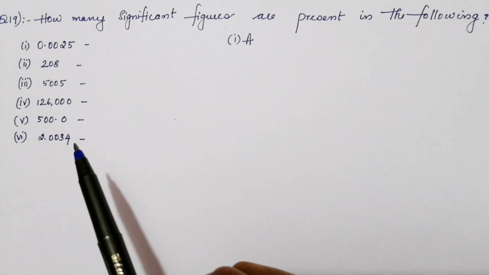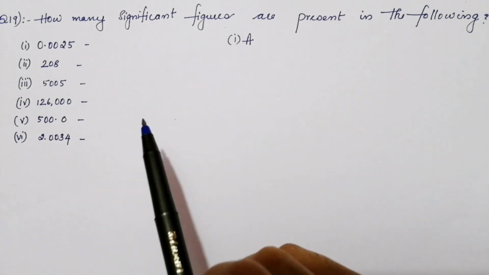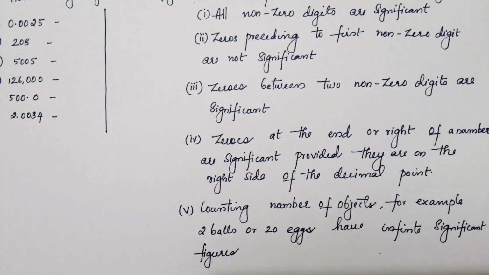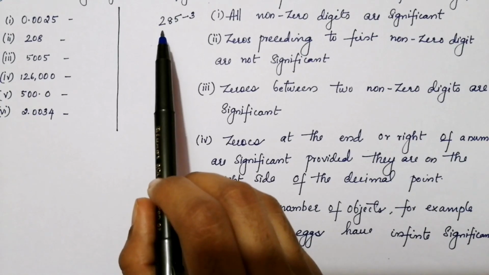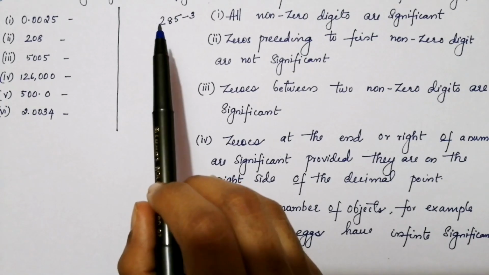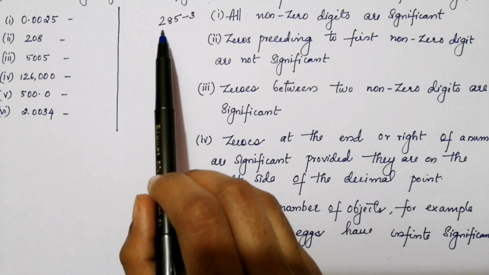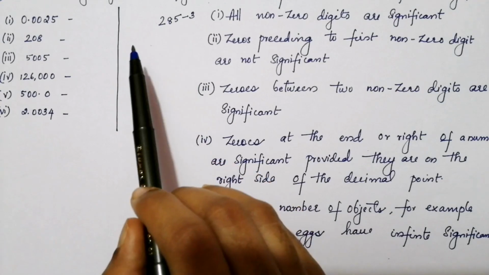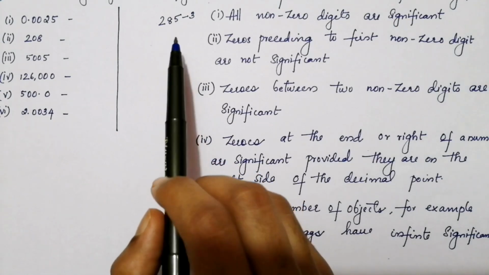So first, let us try to understand what are the rules that we use to identify the number of significant figures. We have a set of 5 rules to help us determine the number of significant figures. So the rules I have stated here. The first rule says all non-zero digits are significant. Consider this number 285. Here all these numbers are other than 0. So we can say 2, 8 and 5, all these are significant figures. So we have a total of 3 significant figures. This is what rule number 1 says.